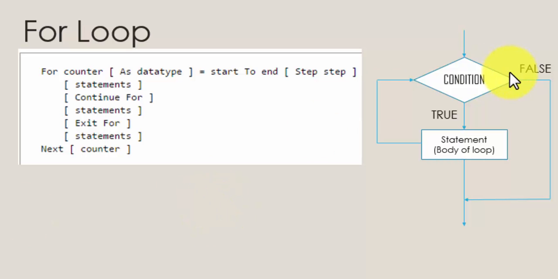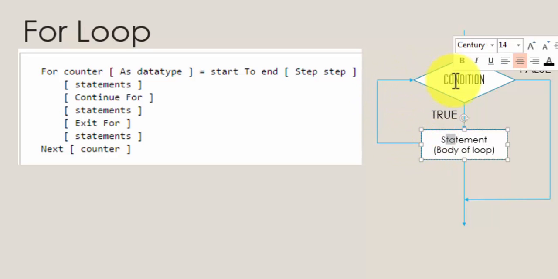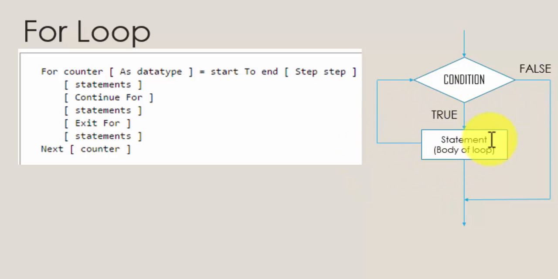So here we check the condition. If the condition is true, we execute the statements, and then it goes back and checks the condition again. As long as the condition remains true, it keeps looping, and it terminates when the condition becomes false.